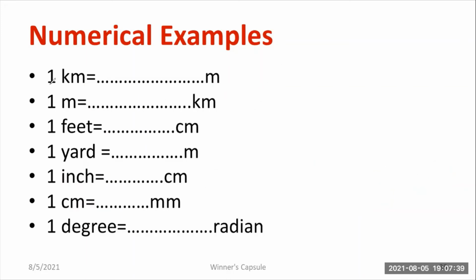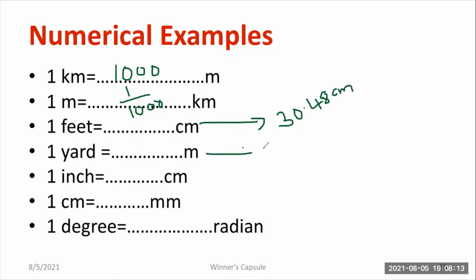And let us solve a few more. 1 kilometer is equal to 10 to the power 3 meter, or you can call it 1000 meter. 1 meter is equal to how many kilometers? 1 meter is equal to 1 into 10 to the power minus 3, or else I can write 1 by 1000 kilometer, or 1 into 10 to the power minus 3 kilometer. 1 feet is equal to dash centimeter. 1 feet is nothing but 30.48 centimeter.